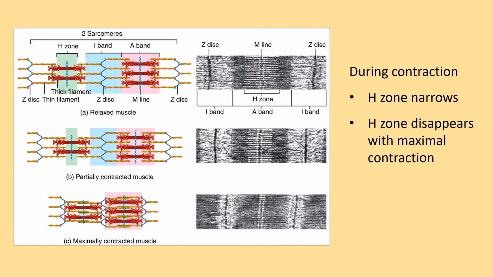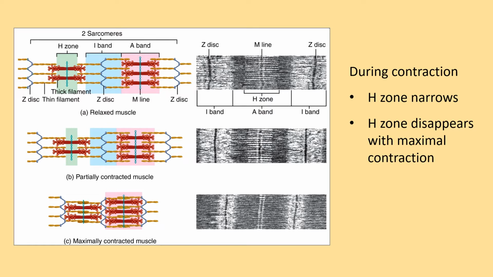In this image, we can do a side-by-side comparison of an artistic representation on the left with what we see using microscopy on the right. And we see three panels here. Panel A is relaxed muscle, panel B is partially contracted muscle, and panel C is maximally contracted muscle. So let's think about your biceps brachii for a moment, and if you just relax your arms at your sides and let your arms just sort of hang there, that's relaxed biceps brachii.